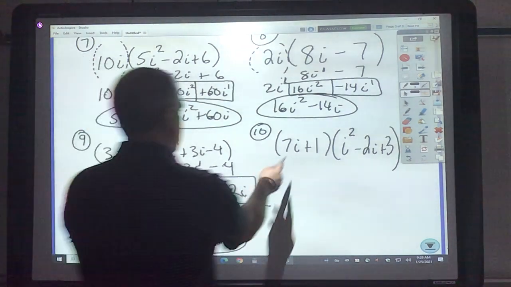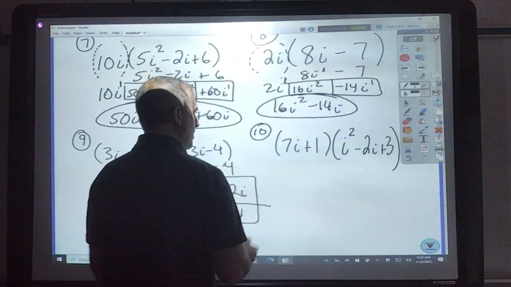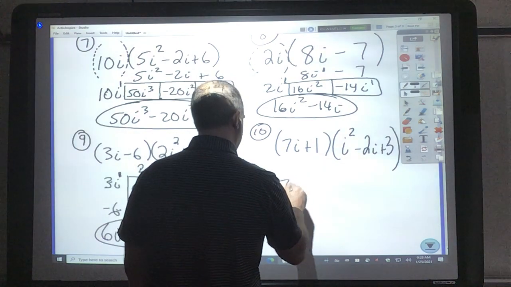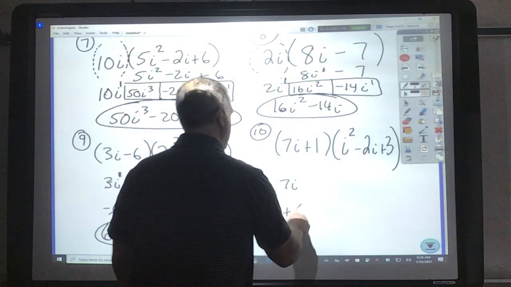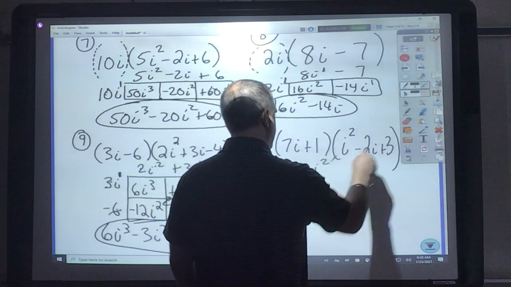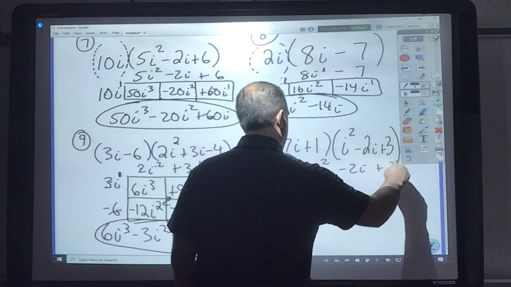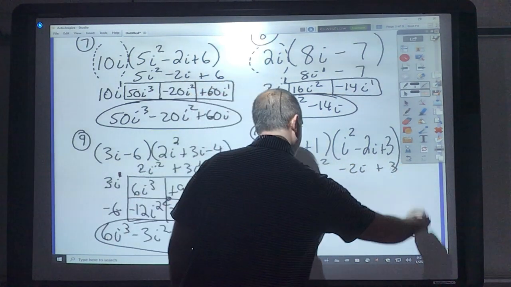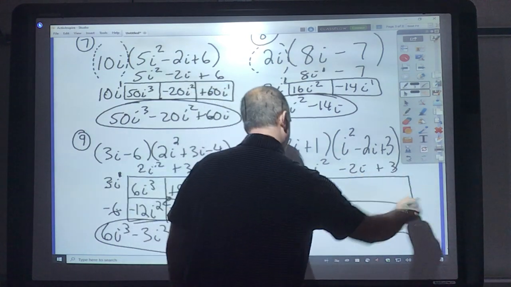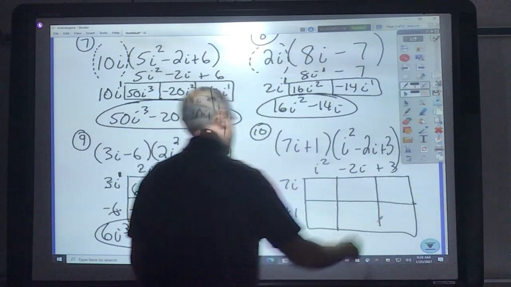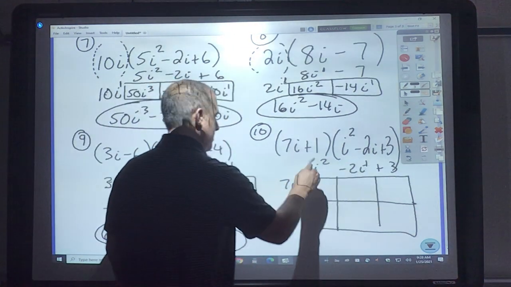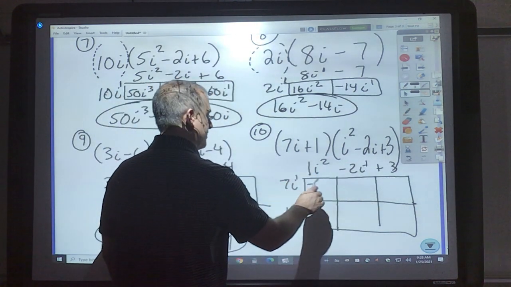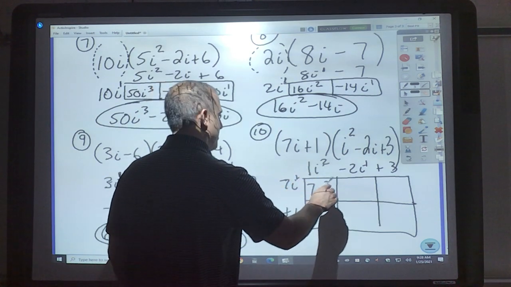All right? The last part here, I got 7i, okay? And then I got a plus 1. Then I got an i squared minus 2i plus 3. Okay, big box. Okay, so I'm going to put a 1 here, and I'll put a 1 here, and a 1 there. 7 times 1 is 7. Add those would give me i cubed.